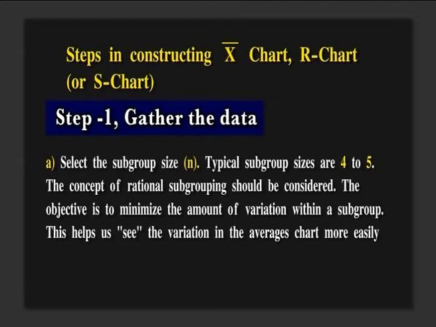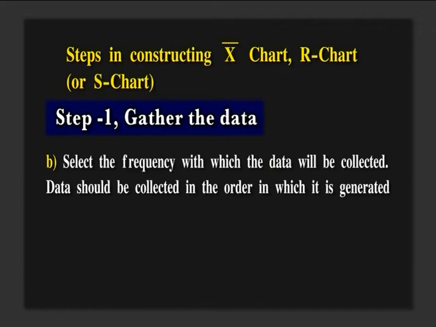The concept of rational subgrouping should be considered. The objective is to minimize the amount of variation within a subgroup. This helps us to see the variations in the average chart more easily. Select the frequency with which the data will be collected. Data should be collected in the order in which they are generated.